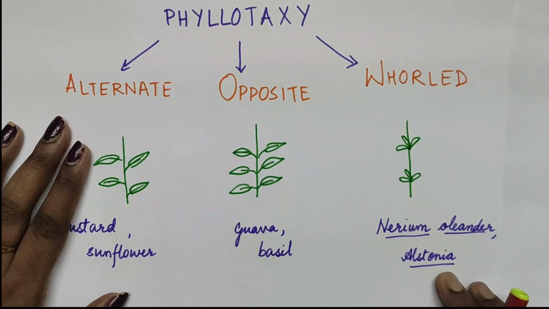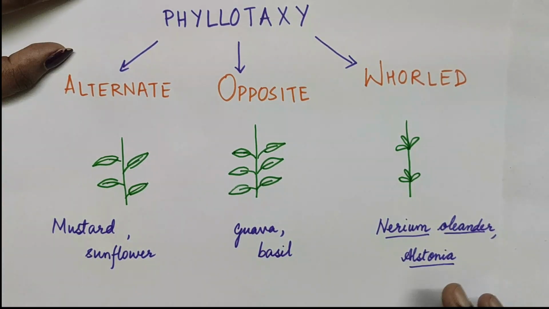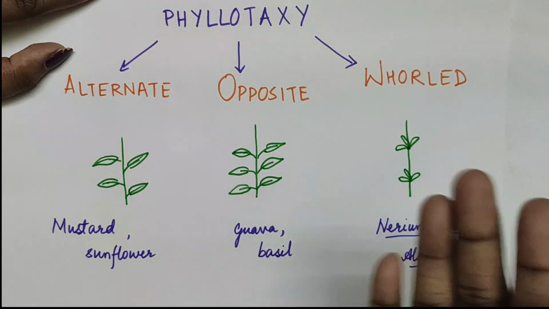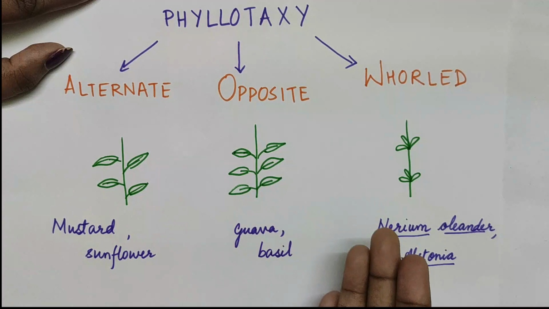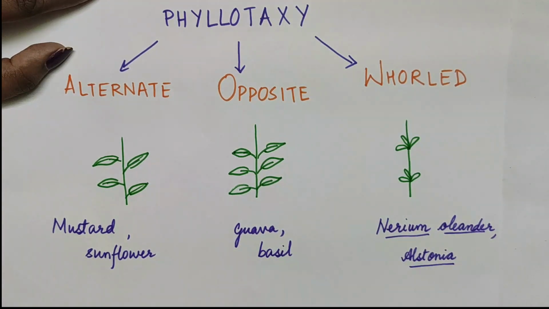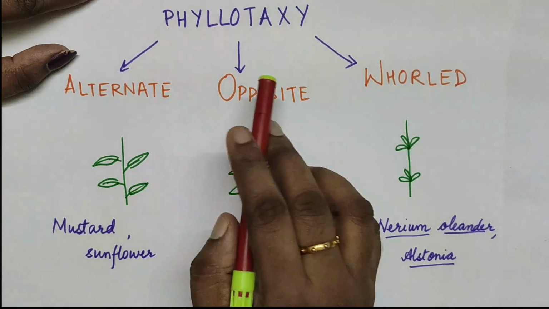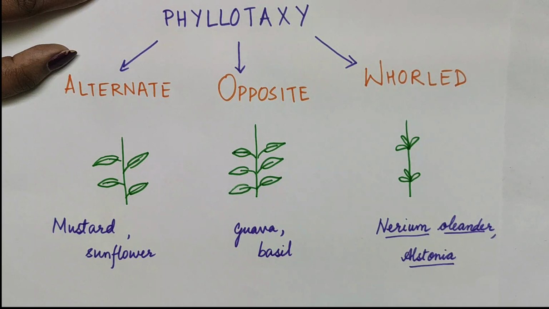So I hope today the points that we have discussed, the structure of the leaf, the different parts of a leaf, the types of leaf, that is simple and compound, the types of leaf venation, reticulate and parallel, and the arrangement of the leaves on the stem, that is phyllotaxy, might be clear to you.